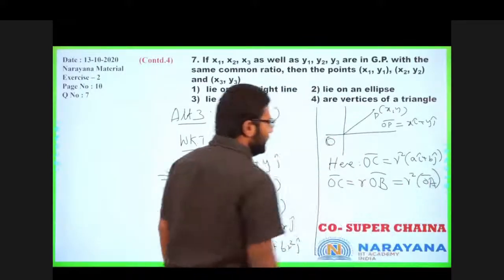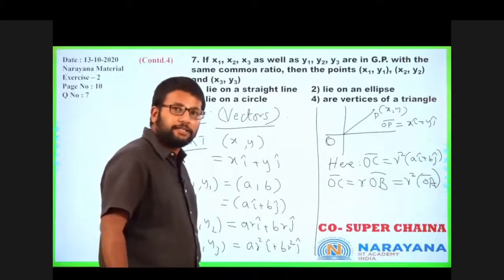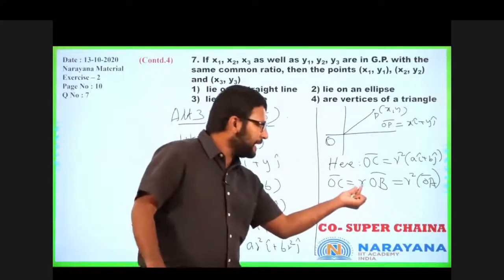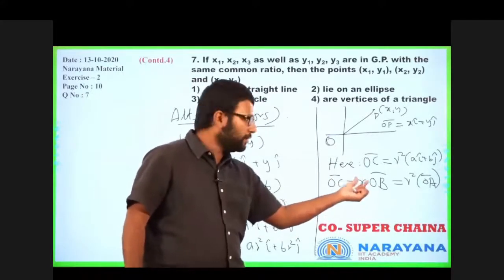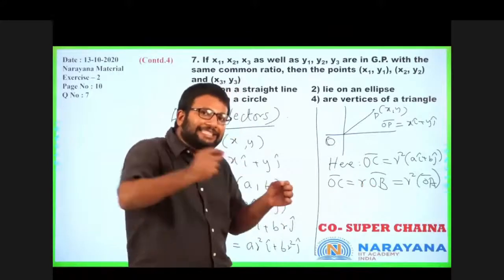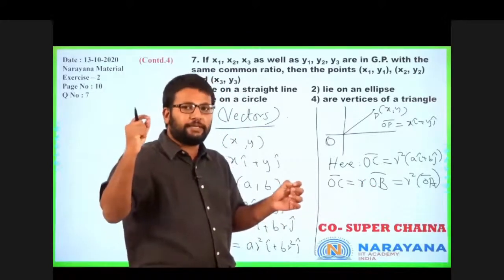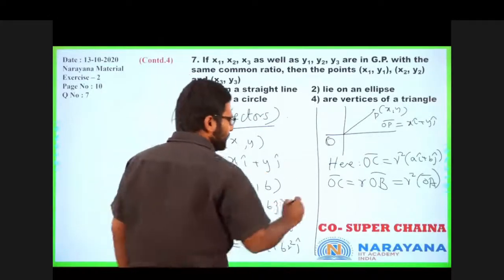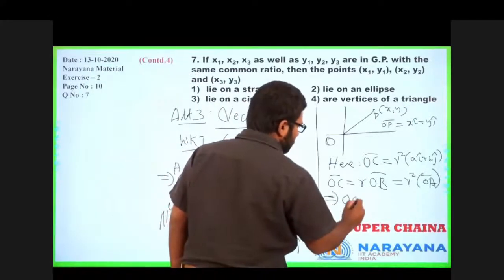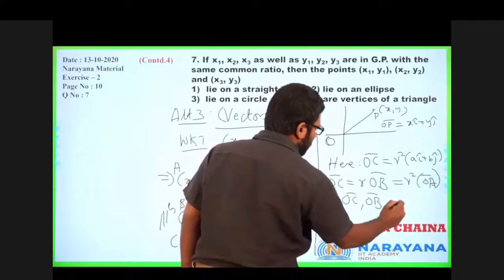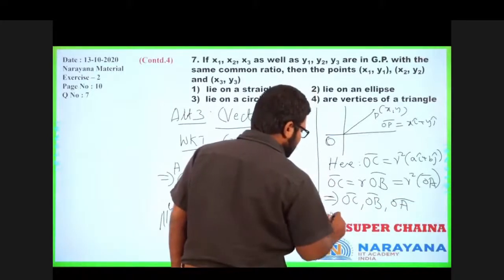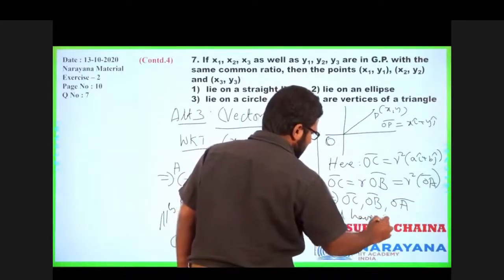which is r square vector OA, right? And if you studied in vectors, when you multiply a scalar, which means when you multiply a number to a vector, it just gets extended. Its magnitude will change, but direction does not change. This you must have seen in vectors, right? Which means OC, OB, OA all have same directions.